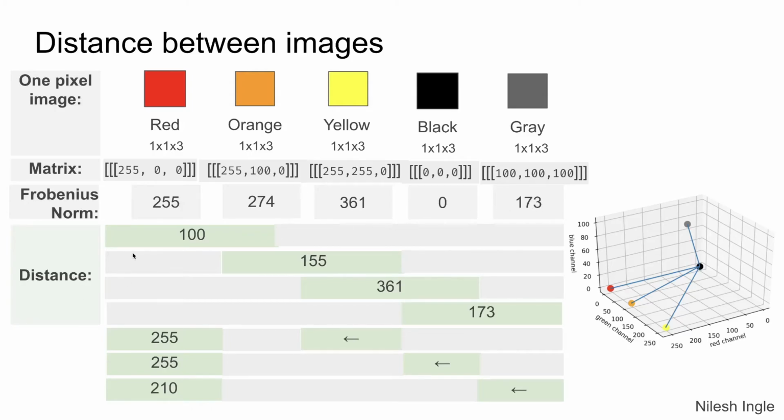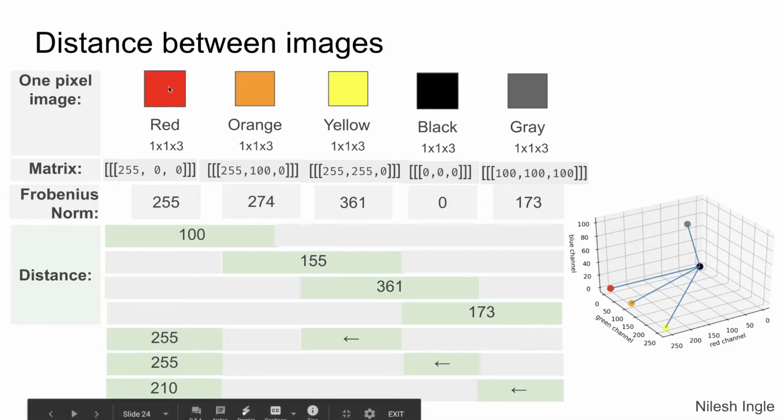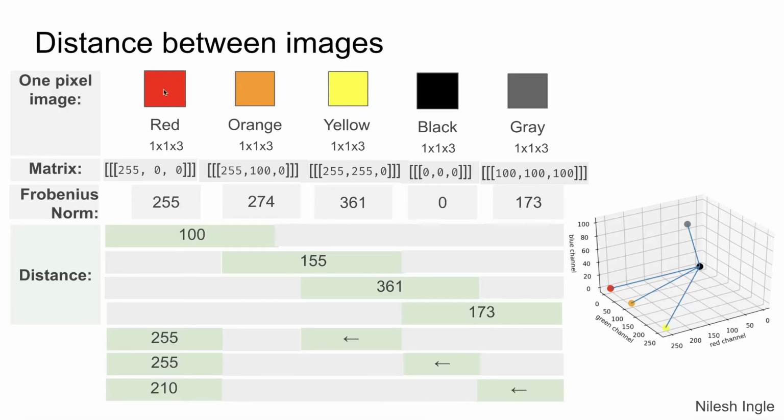If we calculate the distances, so if we calculate the distance of the red image from the orange image, we get 100, and the distance from the orange image to yellow image, it's 155, and so on, 361, and lastly between black and gray we have 173 as the distance.